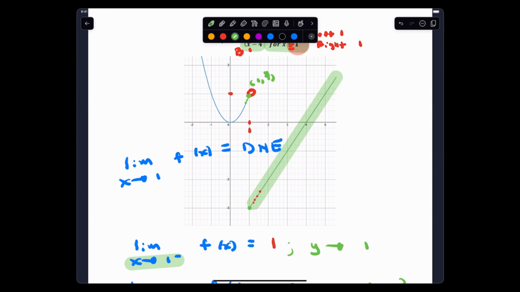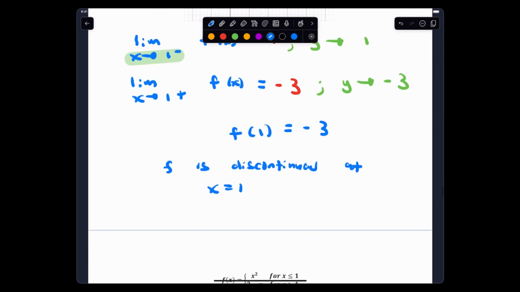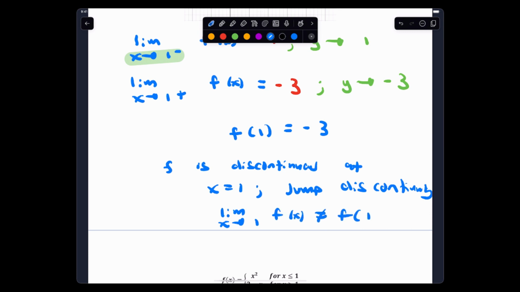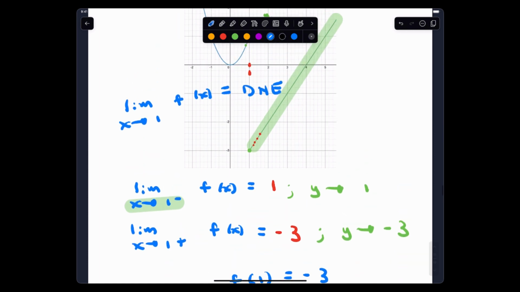Is the function continuous at 1? No. And you might say, why? A couple of reasons. f is discontinuous at x equals 1. You can say it has a jump discontinuity. They want you to know that. Or you can say it just simply doesn't satisfy the definition. And what you're really supposed to show is all of this information you guys see here: 1, -3, f of 1. This is the work behind the conclusions here for that picture.